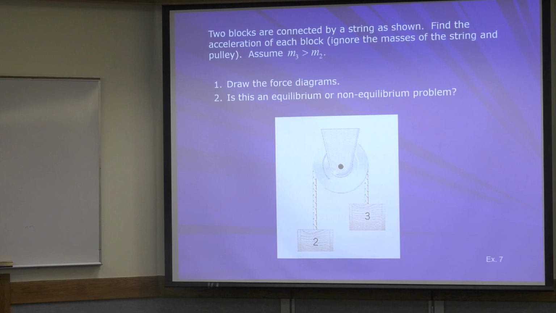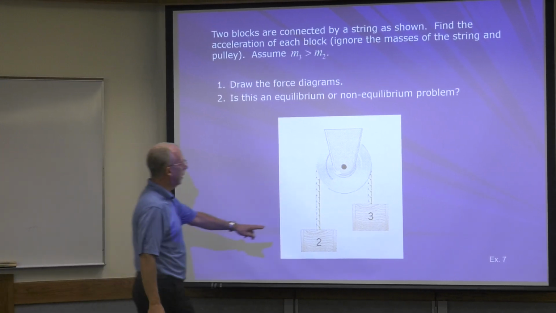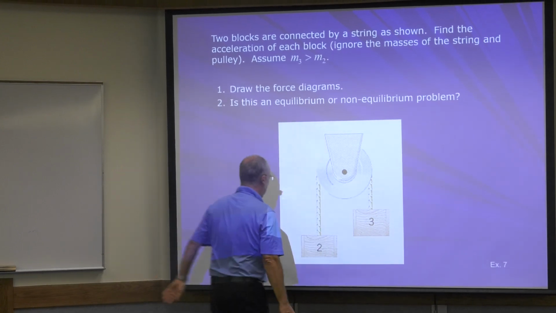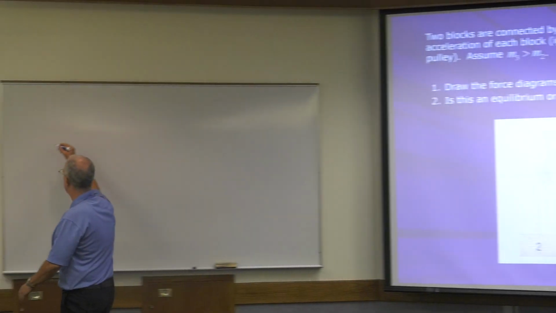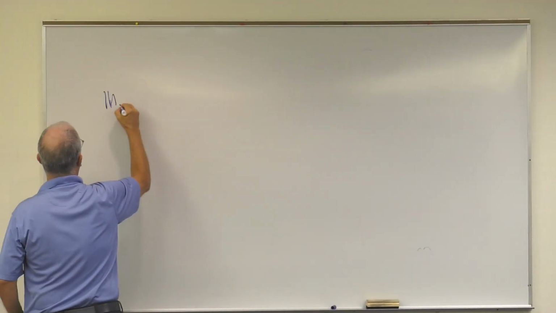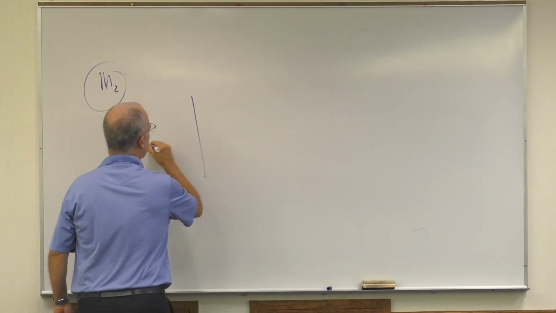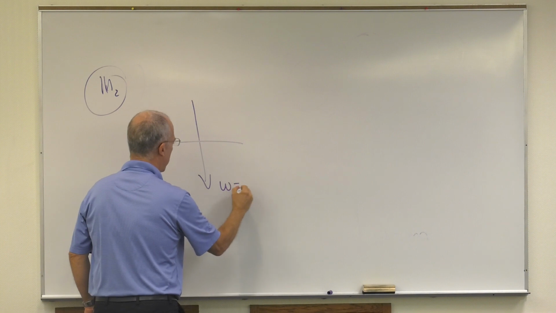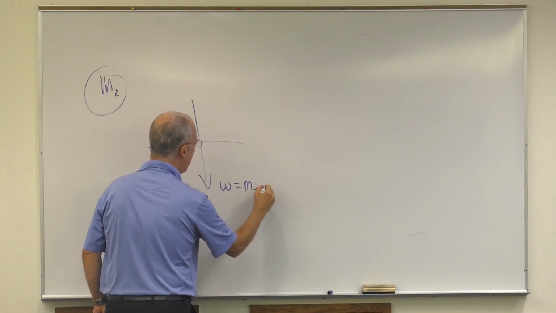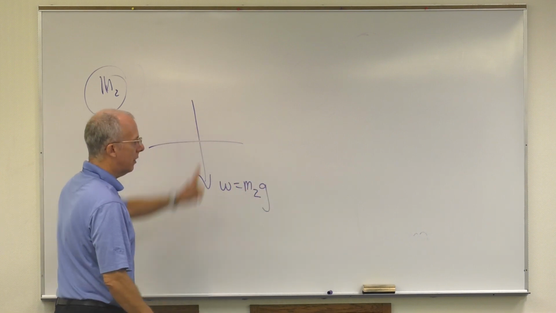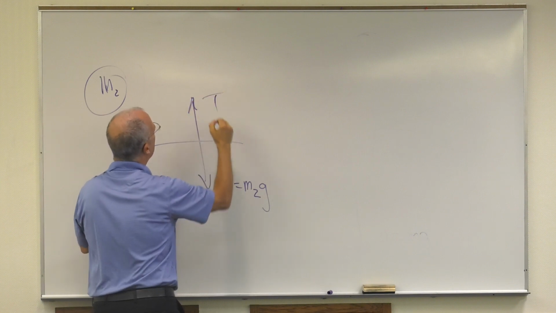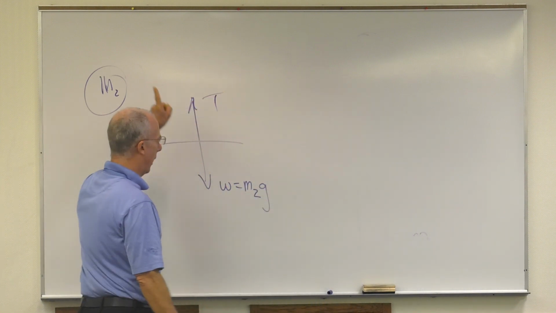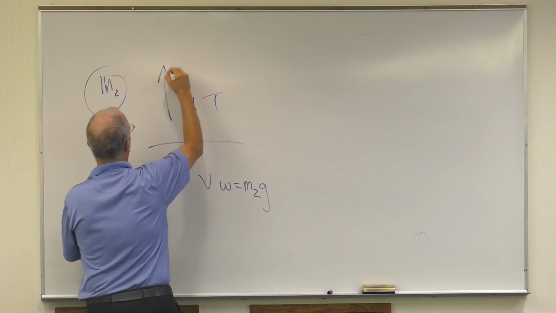Okay, we're back. So we're assuming that this one has more mass than that, so it's going to go like this. Okay, so let's draw the M2. What are the forces acting on M2? Well, there's the weight, which equals M2G, and there's a tension up. All right, then for M2, the net force is accelerating this way, so the net force is that way.